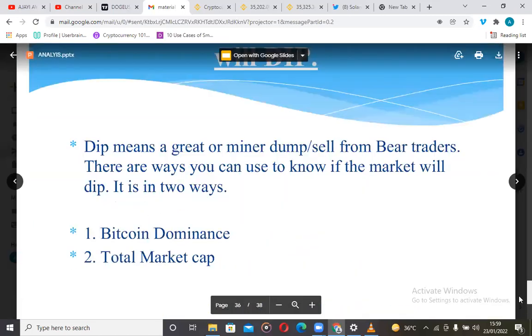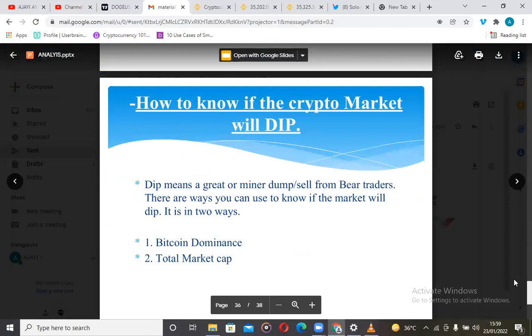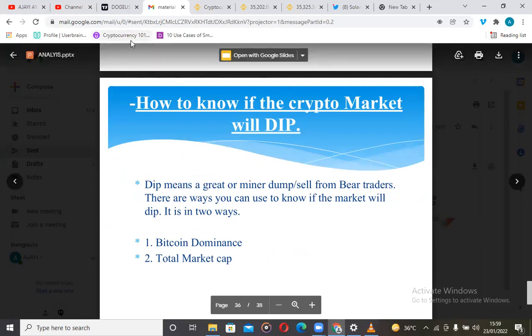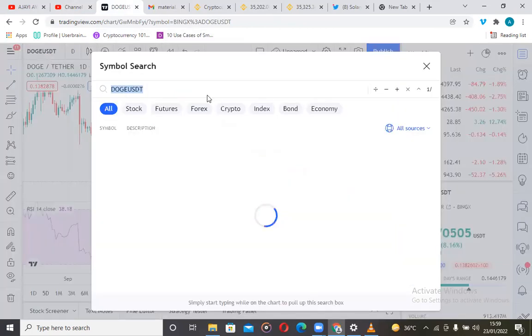So now, how do you know if the market will dip, whether it means an increase or a minimal dump of sell from bear traders? There are two things you can check. Check it from the Bitcoin dominance and the total market cap. Now, as I said, you need to register on TradingView, tradingview.com. Check the market, right? Now let me start something.